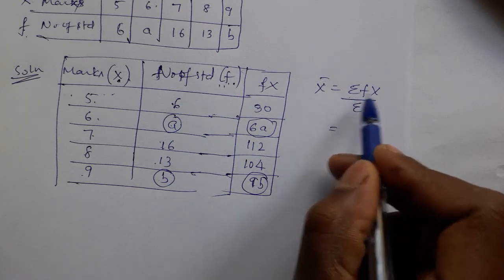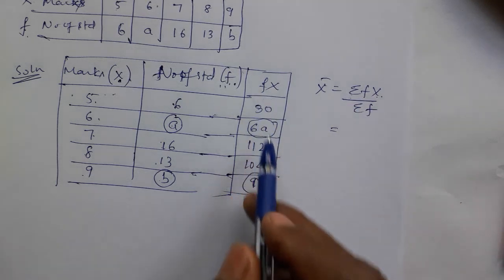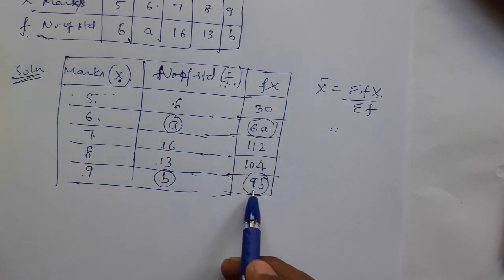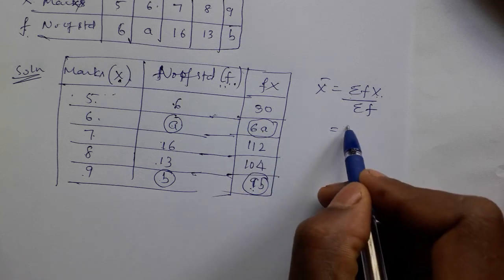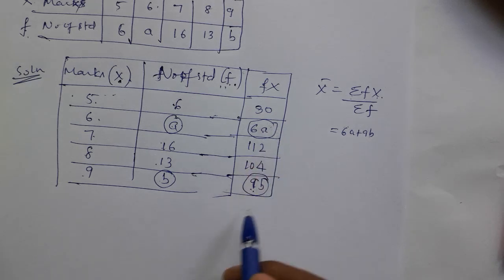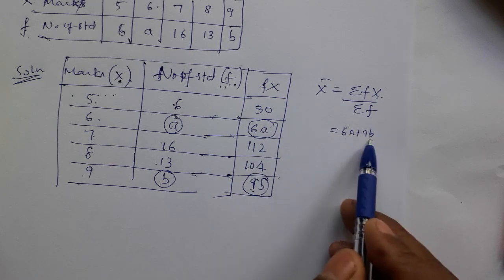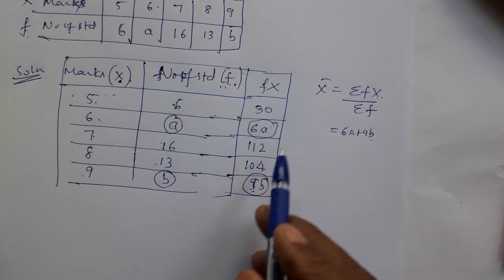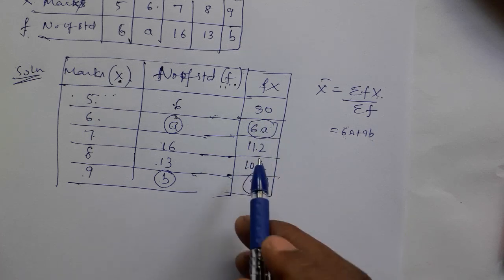Now we go for sigma fx. Sigma fx says the total of fx. This is the fx, no? We have to make it total. While making the total, 6a and 9b are both variables, so you should not add them with the remaining numerals. So what we will do, the 6a and 9b we keep the same. Look at 6a plus 9b. Even 6a and 9b are unlike terms, with a and b as coefficients. So 6a and 9b we keep the same. We are not adding them with the remaining. Remaining are 30, 112 and 104. These three we will add.